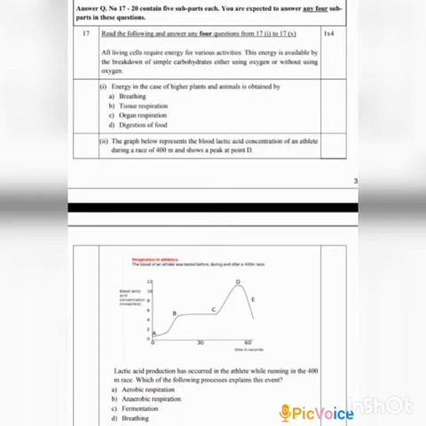Second question, the graph below represents the blood lactic acid concentration of an athlete during a race of 400 meters and shows a peak at point D. Okay, so what will be the answer of this question? We know that lactic acid will be formed during anaerobic respiration in muscle cells. So option B is the answer of this question.